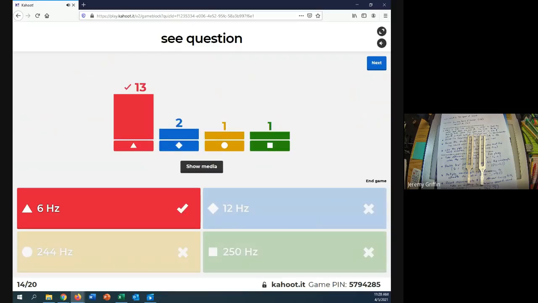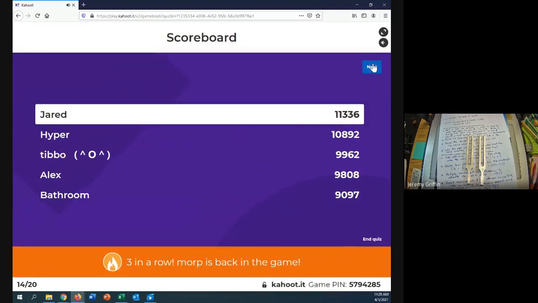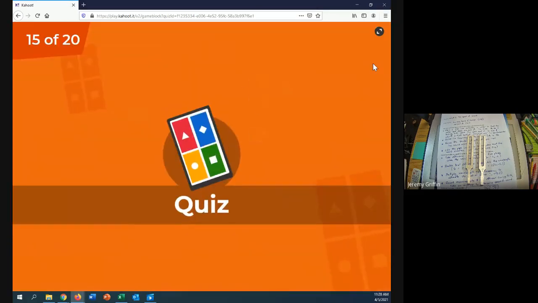All right, there you go. So just take the difference. Okay? So 2 sounds pretty close to each other in frequency. Just take the difference. That's it. 6 hertz. So that would sound like about 6 beats per second. We've got Jared, Hyper, Tipo, Alex, and bathroom.